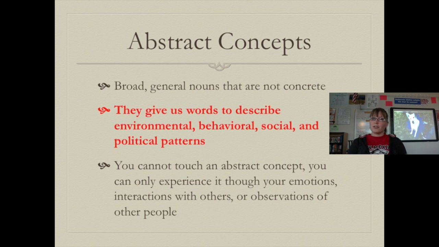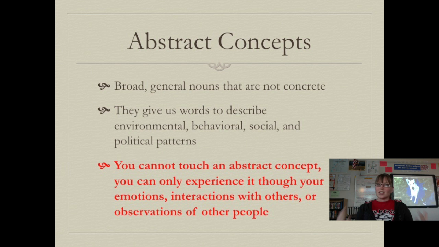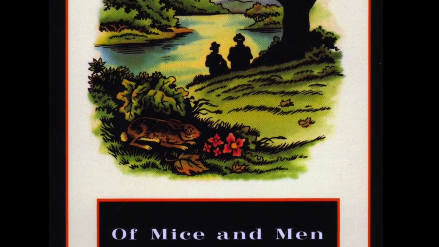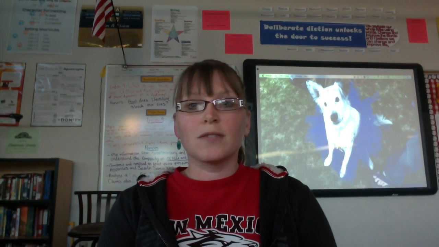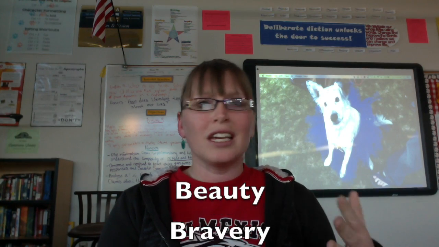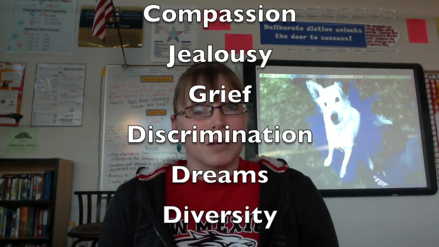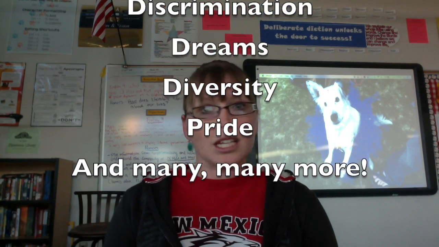Abstract concepts help us to make sense of our complex world by giving us the words to describe different patterns that we see in the environment and people's behaviors and just society in general and in political patterns. You can only experience it through your emotions or through your interactions with other people or by reading about the actions of other people. So some examples of abstract concepts are beauty, bravery, compassion, jealousy, grief, discrimination, dreams, diversity, pride.